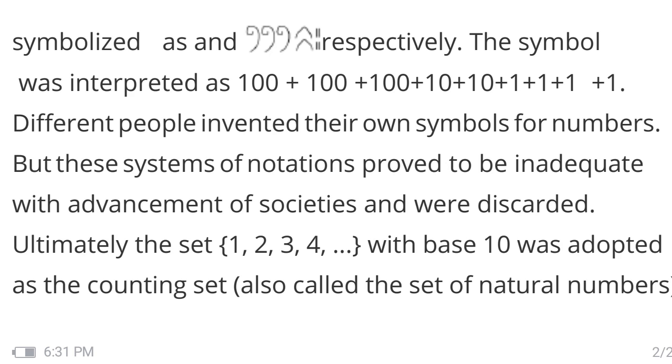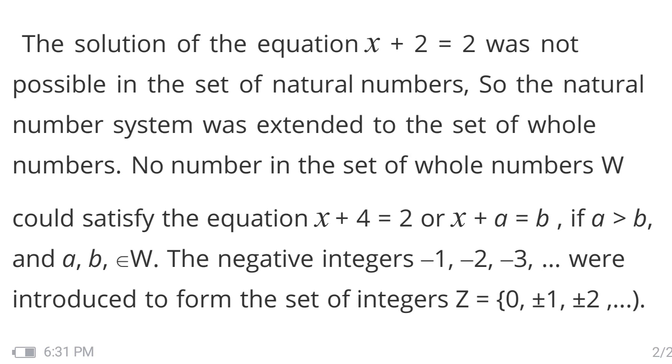Different people invented their own symbols for numbers, but this system of notation proved inadequate with the advance of society and was discarded. Ultimately, the set 1, 2, 3, 4, and so on with base 10 was adopted as a counting set, also called the set of natural numbers. The solution of the equation x plus 2 equals 2 was not possible in the set of natural numbers. So the natural number system was extended to the set of whole numbers.